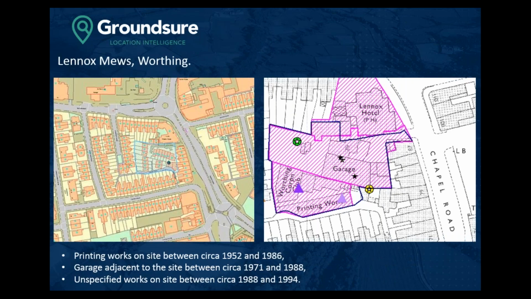And this last one is Lennox Mews in Worthing. So this is a site in Worthing known as Lennox Mews. This site received high-profile attention and was dubbed in the media as Contaminated Land Nightmare, when low-level contamination was found to be affecting 12 properties from a filling station and MOT garage that were situated here previously.